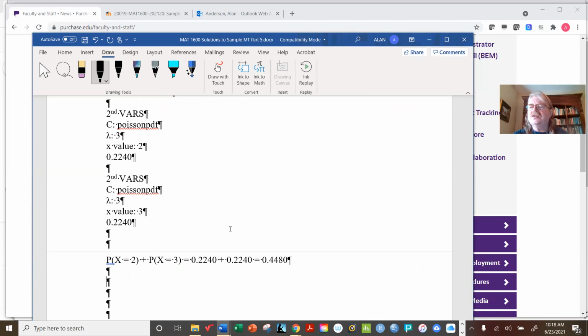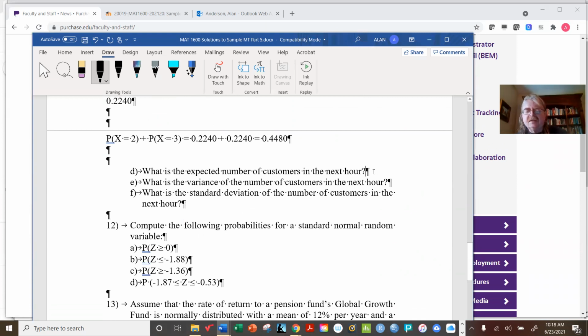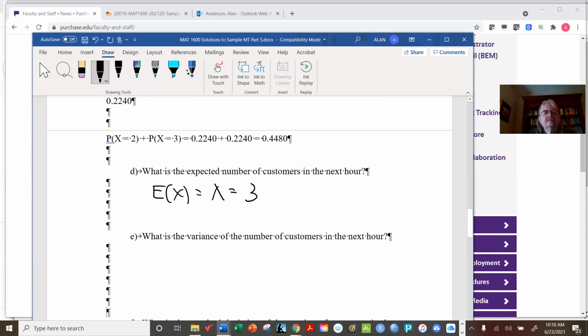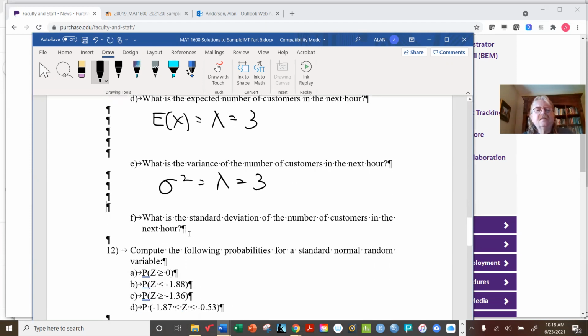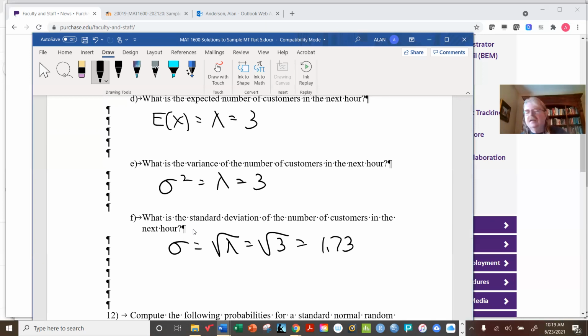All right, now for the rest of this question, we're looking at the moments of the Poisson distribution. The expected number of customers, E(X), equals lambda equals 3. The variance also equals lambda equals 3. And then finally, the standard deviation is radical 3, which is approximately 1.73 rather. Let's say 1.732.